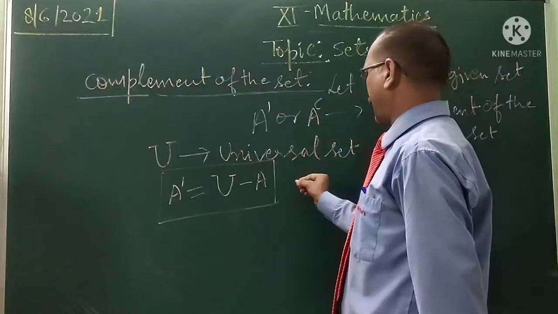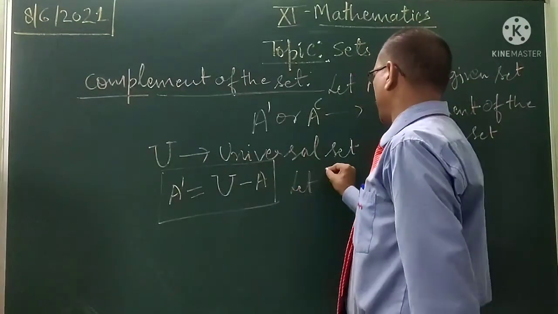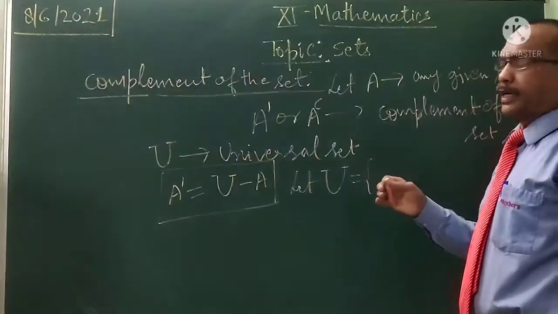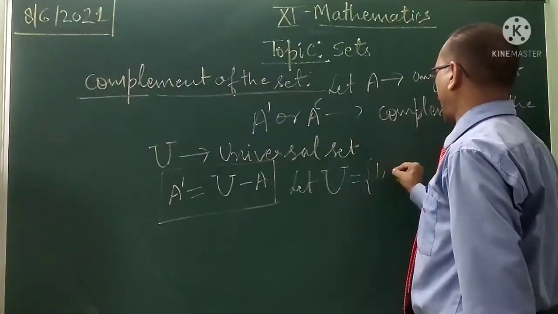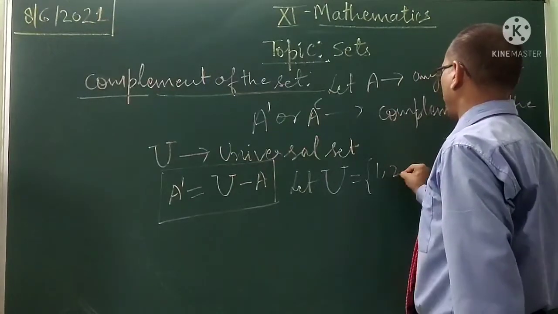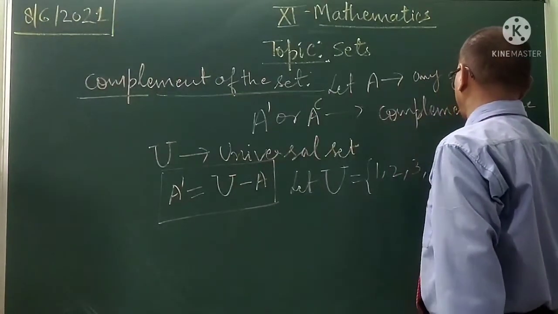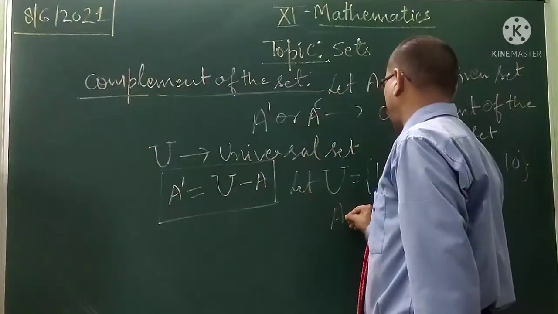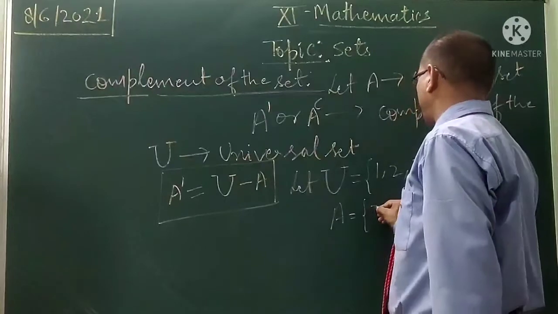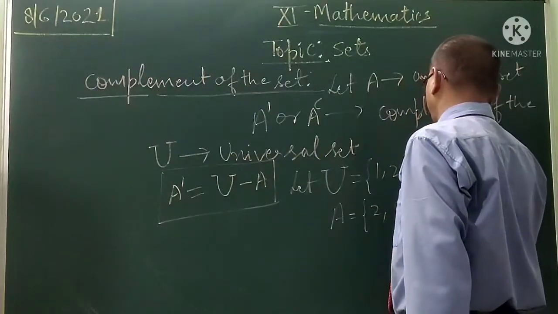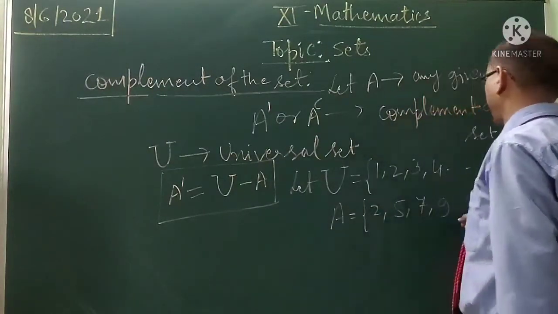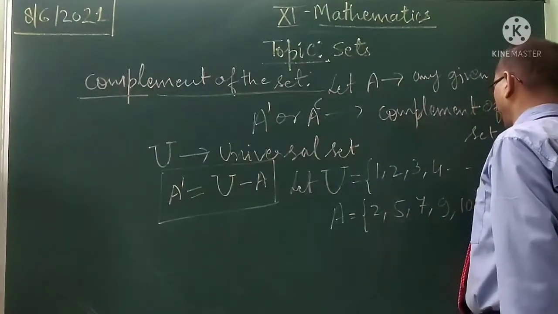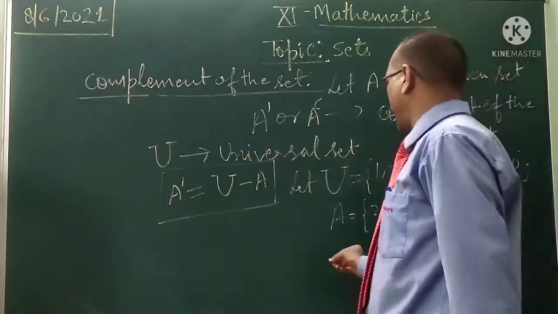Let us take one example. Let the universal set be the set of the numbers from 1 to 10. There are 10 natural numbers: 1, 2, 3, 4 till 10. And A is the set of elements 2, 5, 7, 9 and 10.